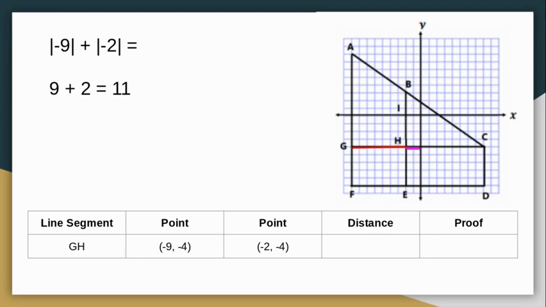The reason this happened is because we added the absolute value of 2 coordinates in the same quadrant. We added 2, the distance point H is from 0, plus 9, the distance point G is from 0. But these measurements overlap. Instead, we must use subtraction of the absolute values. Once we switch to subtraction, we quickly see that our proof matches the value we found by counting squares. Add this data to our table.